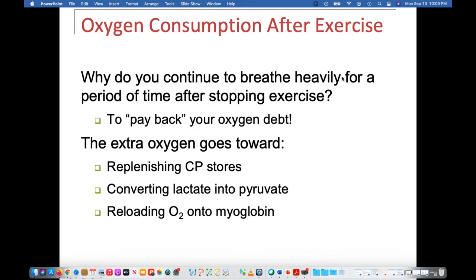So why do we continue to breathe for a period of time after stopping exercise? To pay back the oxygen debt. We've got to get the oxygen back up to normal levels. The extra oxygen that we are breathing during resting is going to replenish the creatine phosphate stores. It's going to help us convert lactate back to pyruvate, and reload oxygen onto myoglobin.